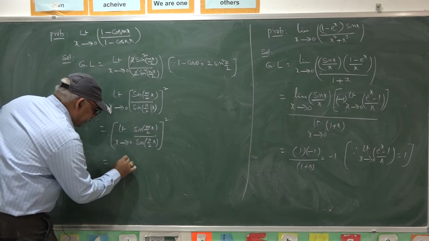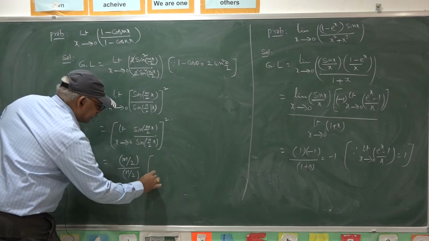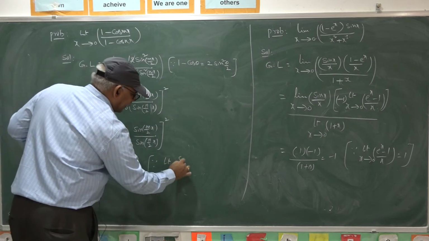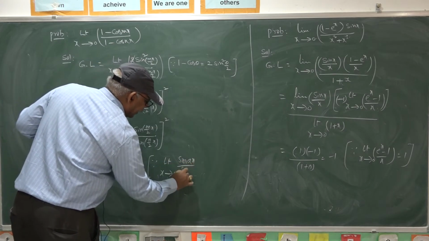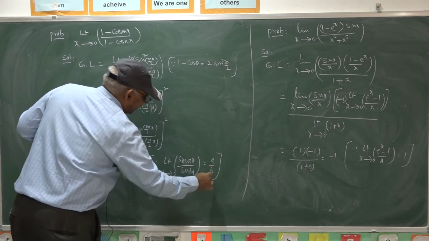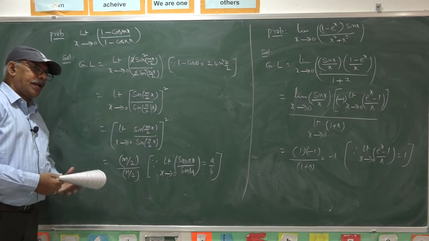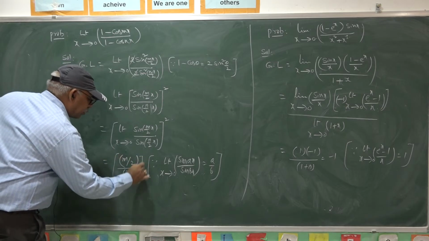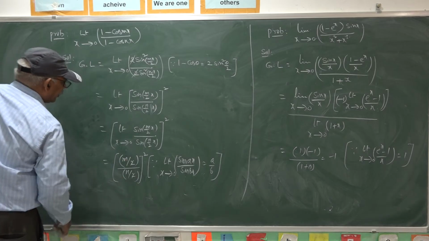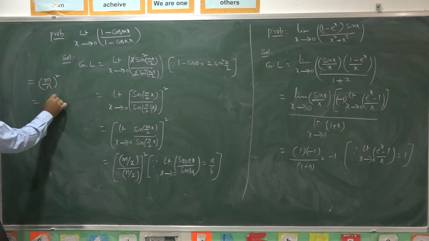Since sin ax by sin bx is a by b, that means m by 2 by n by 2. Since the applied formula is limit as x goes to 0 of sin ax by sin bx, that is a by b. Based on that formula, this is m by 2 by n by 2 whole square. Here we have whole square. So you may remove this 2, hence the required limit is m by n whole square, which is m square by n square.